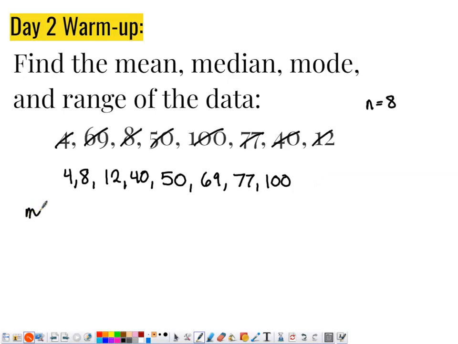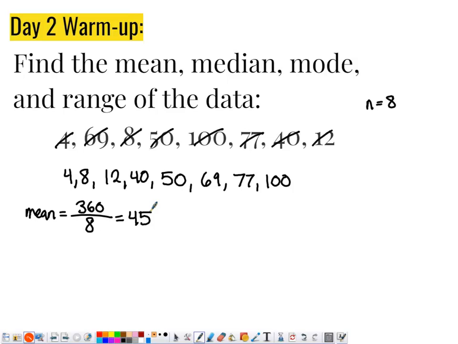So mean, that just means take the sum of all those numbers and then divide by the total numbers that you have, right? So we're going to add up all these numbers here, and I get 360, and then divide by that number. So we have 8, right? So 360 divided by 8, the mean is 45.